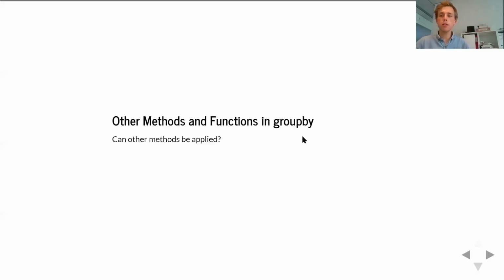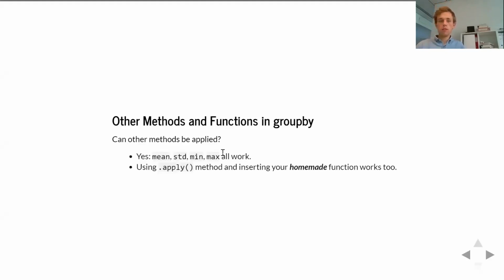Okay, so at this point, it's natural to ask, can other methods be applied as well? So we just saw that we can compute a mean within different groups. So can we also do other things? Fortunately, yes. We can, for instance, compute a standard deviation. We can find minimum values and maximum values. It just works. We can also use this apply method and just insert our own homemade function, and that will work as well. So this approach is actually quite flexible, and you can do many things with it.